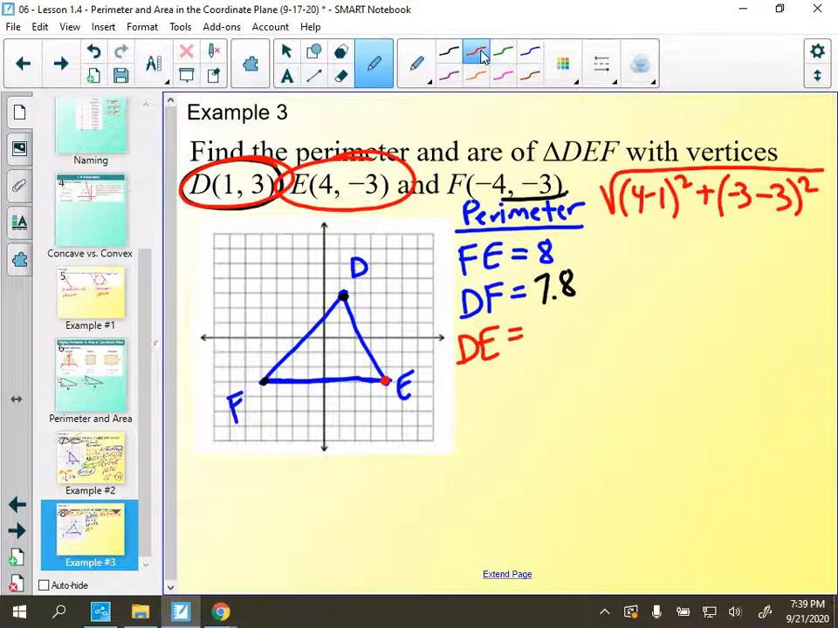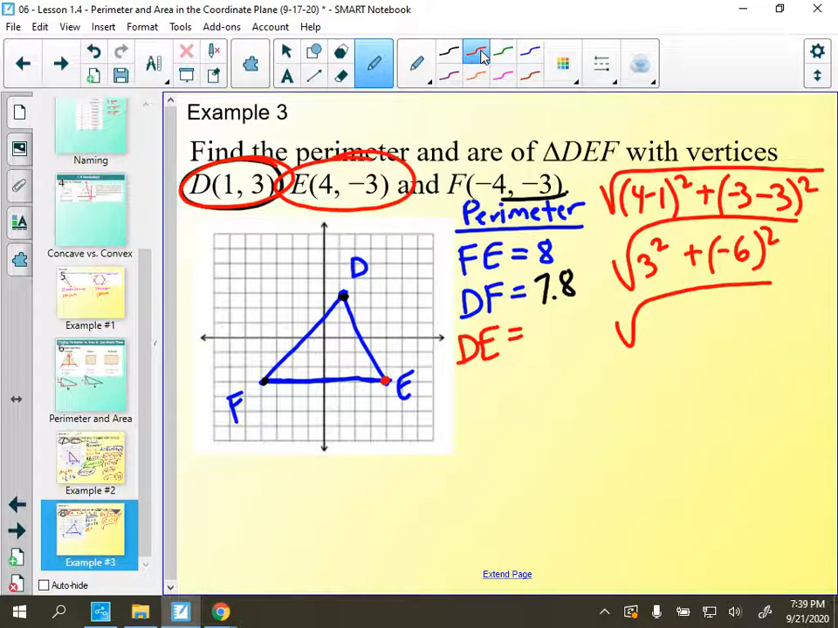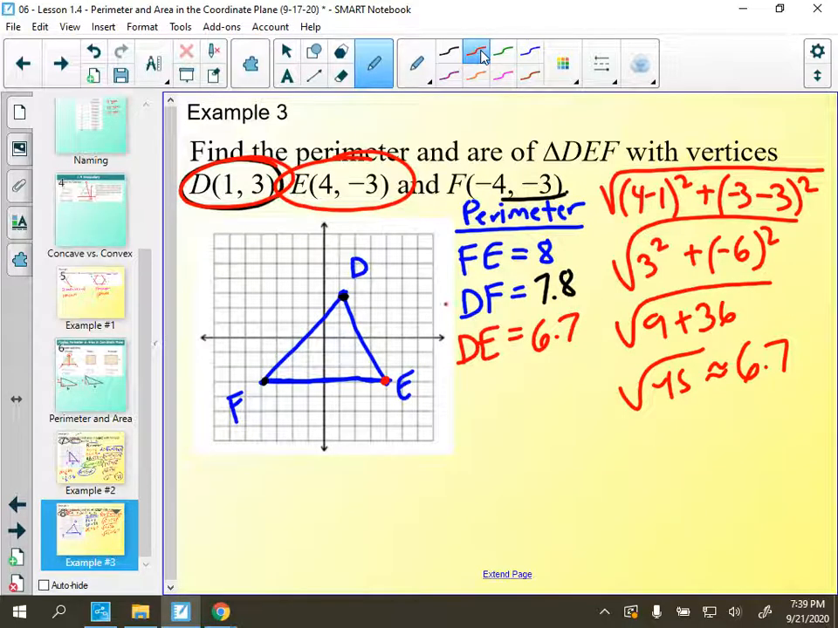squared. 4 minus 1 is 3. Negative 6. So we end up with, let's see, 9 plus 36, the square root of 45, which this one I do have to crunch on the calculator. Second square root 45. We end up about 6.7. So not as clean. We ended up with 2 distance formulas on that one.